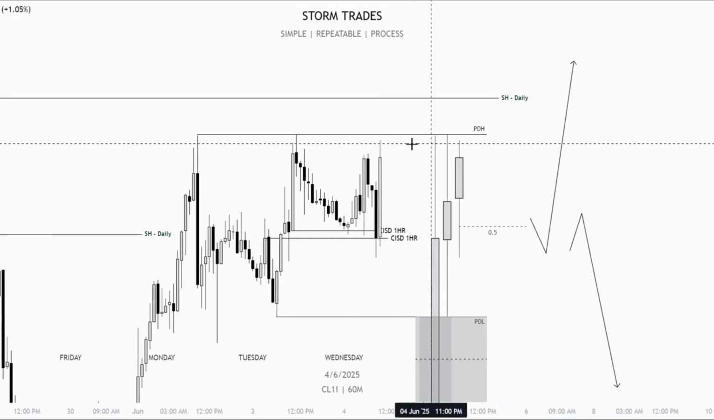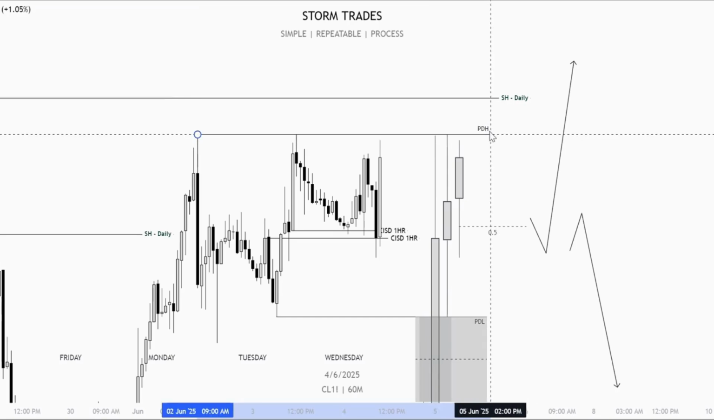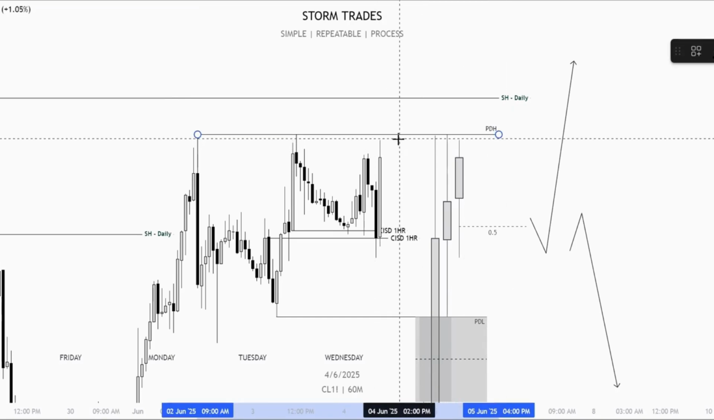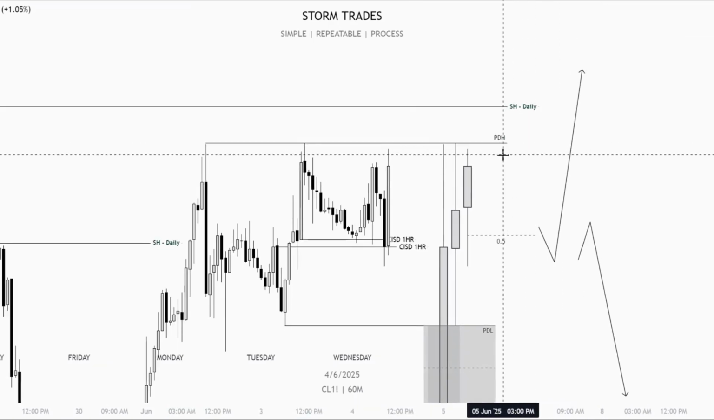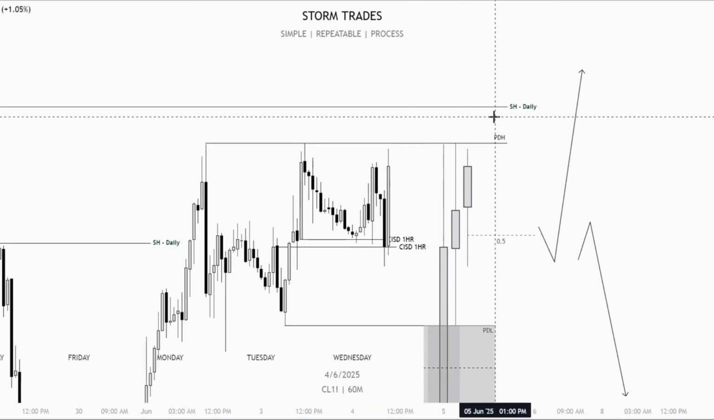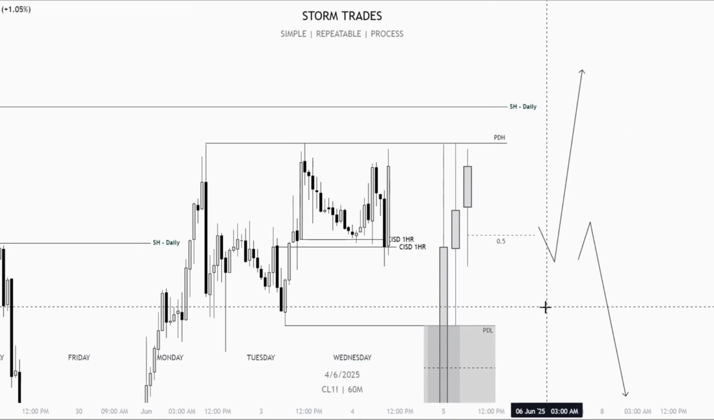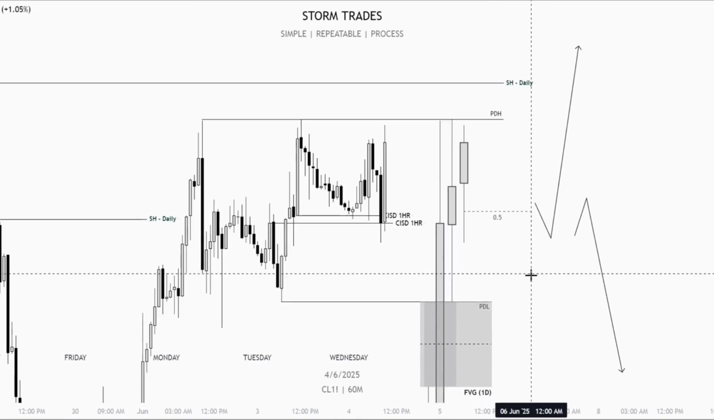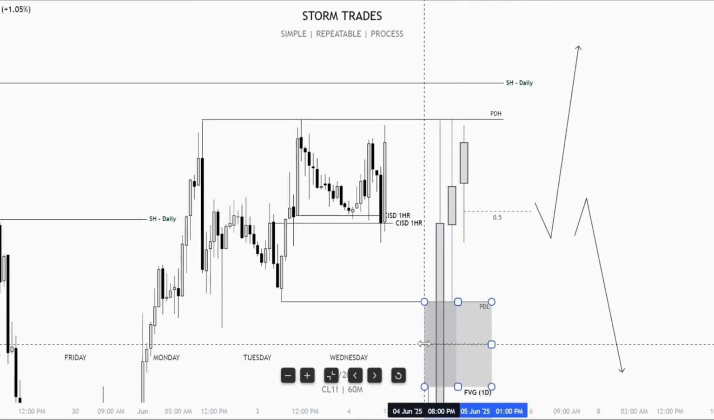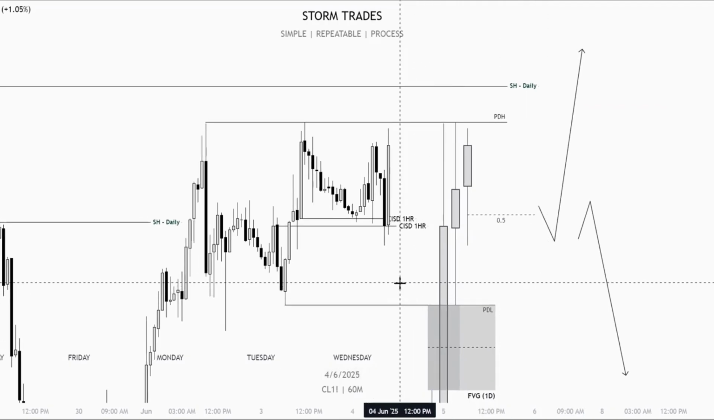We have relatively equal highs here, right? So to me, if we sweep the previous daily high, and we have a strong displacement back down into the range, I was interested in taking a look at shorts.